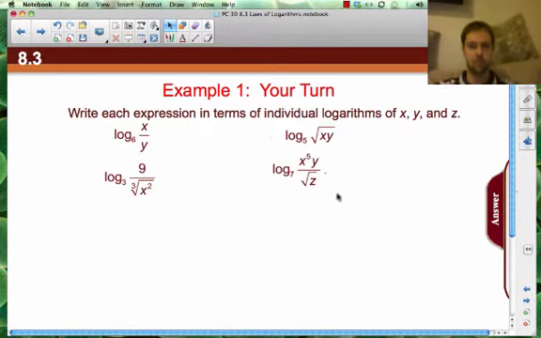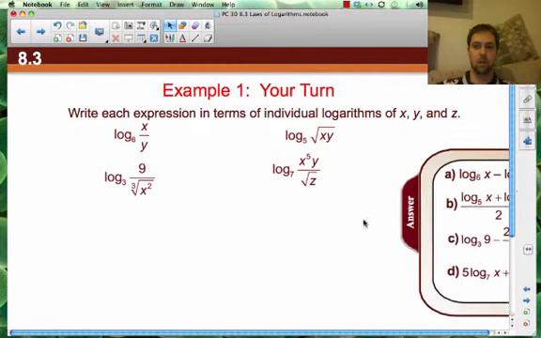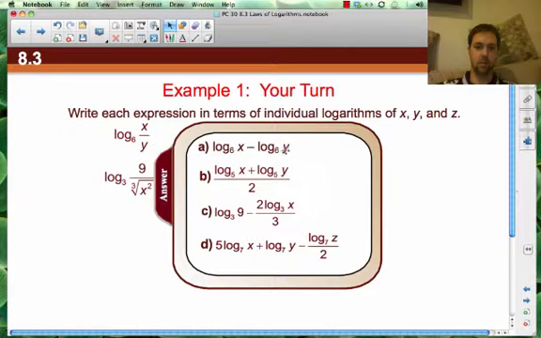So I'll leave it up to you to do the your turns on your own. So hit pause now. And here are the solutions to the your turns. So if you're able to come to those same answers, then give yourself a hearty pat on the back.